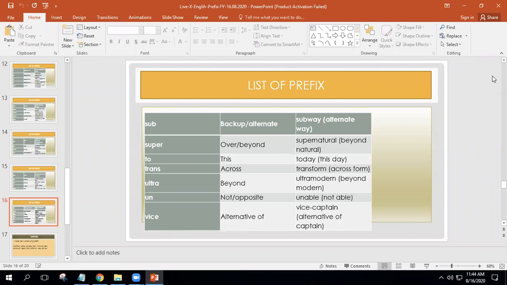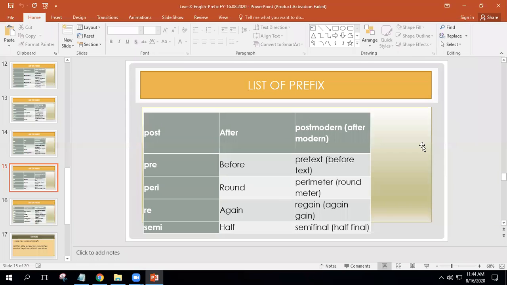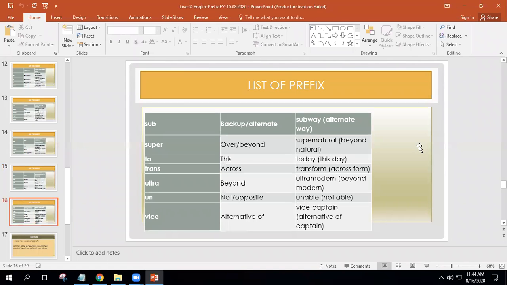Ultra means beyond. See, my dear, ultra doesn't mean after. That you have found in postmodern. Yes, see, post means after, that is after the era. And ultra doesn't mean after. Rather, ultra means beyond. So, ultra modern means beyond modern.